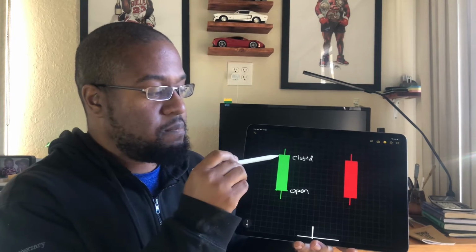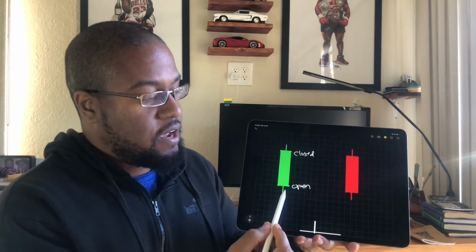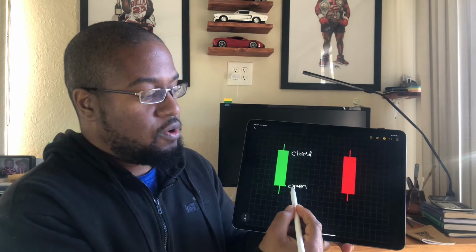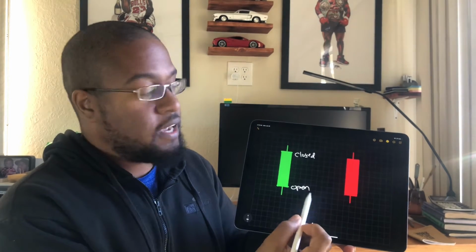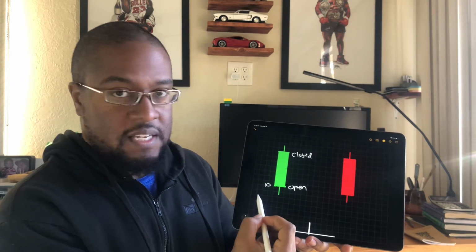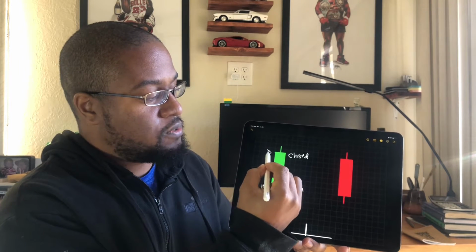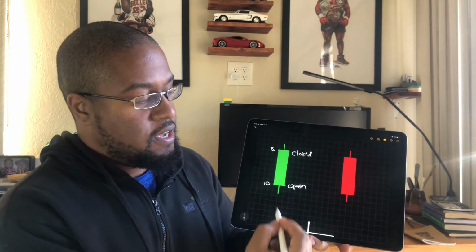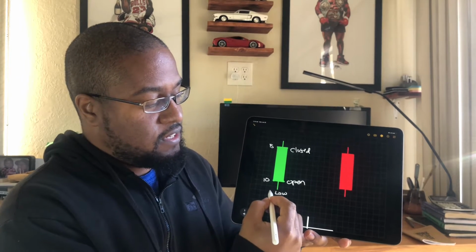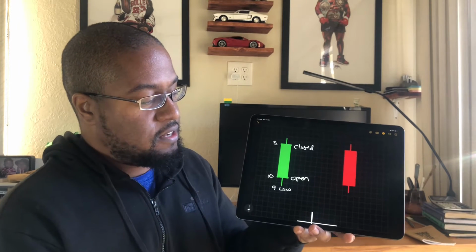So if this is the body of the candlestick and you have a wick down at the bottom, a wick at the top, in this case, you open at the bottom of the body and you close at the top of the body. So let's say that this price that we opened up is at 10 and the close price was at 15 for the day. This down here at the bottom of the wick is called the low. That's the low of the day. And let's say that the low of the day in this case was $9.